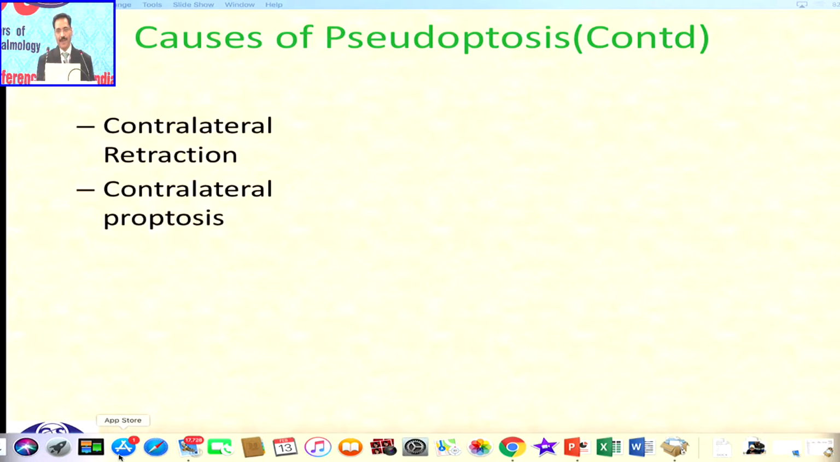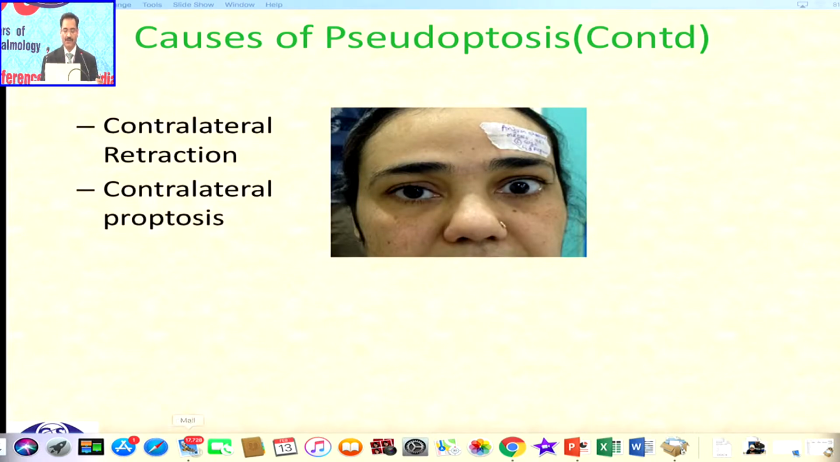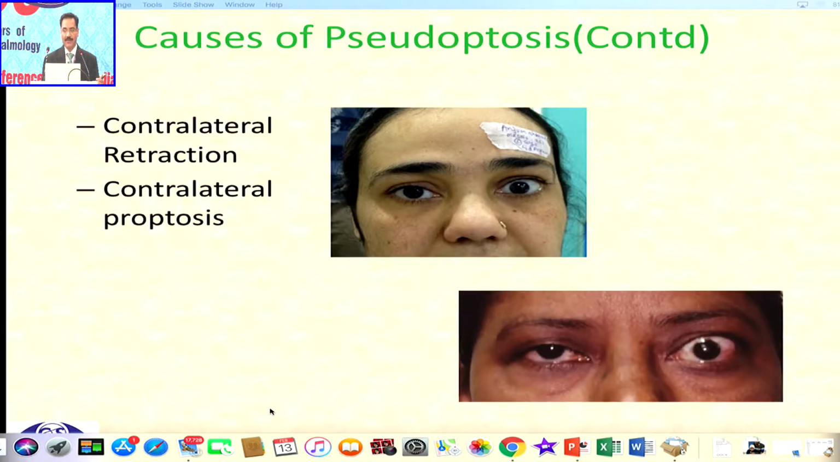Then there may be a bigger contralateral eyeball, and there is contralateral retraction. This patient is having left eye retraction, but it may give rise to a condition where a person may think the patient is having right eye ptosis. Similarly, a patient of contralateral proptosis also may appear like having right eye ptosis, but it is actually a pseudoptosis.